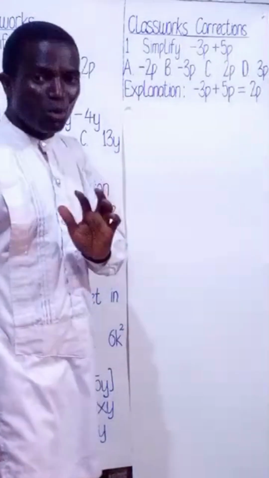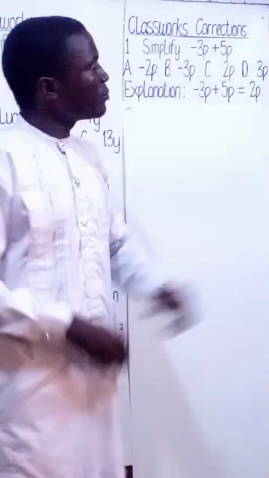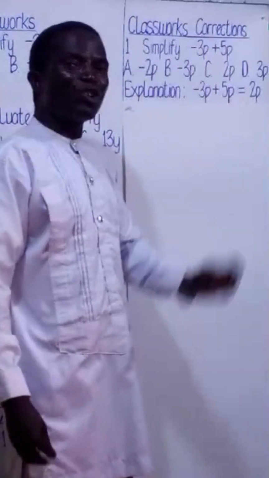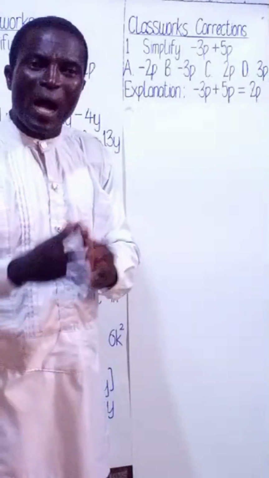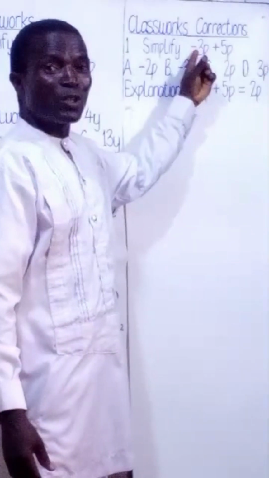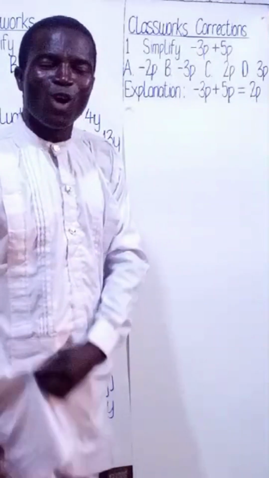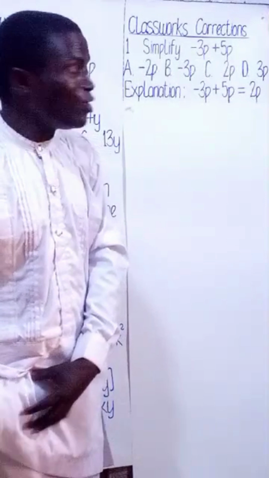Like what you have been told, minus symbolizes the amount of money you are owing, plus symbolizes the amount of money that is inside your pocket. So when the person you are owing comes to you and says, where is my money? The person is demanding how much? Minus 3p. And so you are very fortunate to have up to 5p inside your pocket.